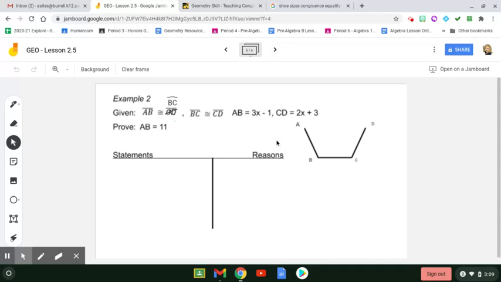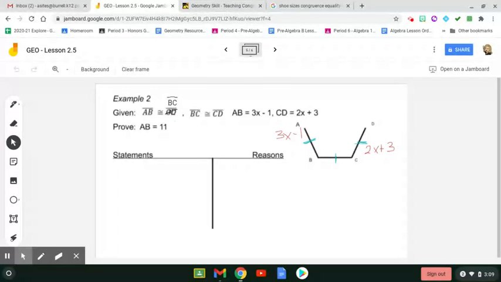All right, so let's take a look right now at your next proof. So this time we're given that segment AB is congruent to segment BC. So I'm going to write that down. I'm going to go mark that up right now. So AB is congruent to BC. I also know that segment BC is congruent to CD. Okay, I also know that AB is 3x minus 1, and I know that CD is 2x plus 3. All right, and I'm trying to prove somehow that AB is equal to 11.